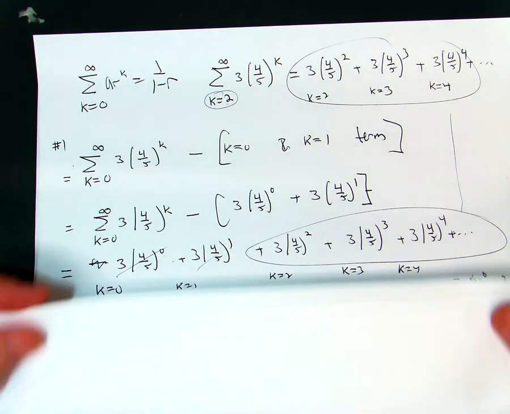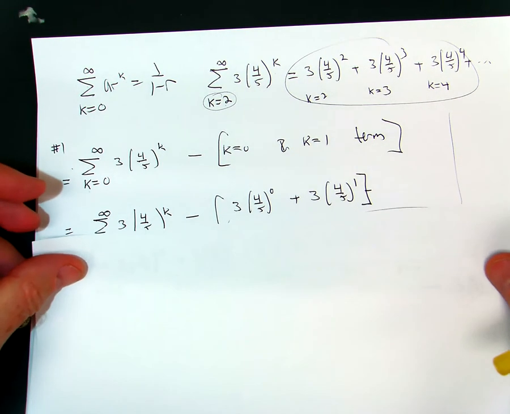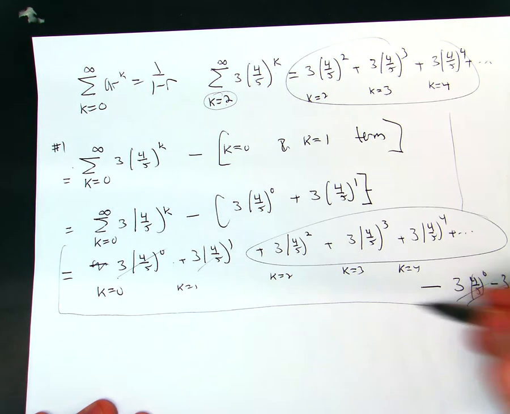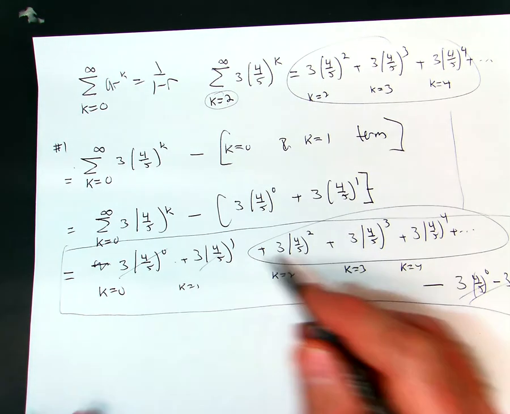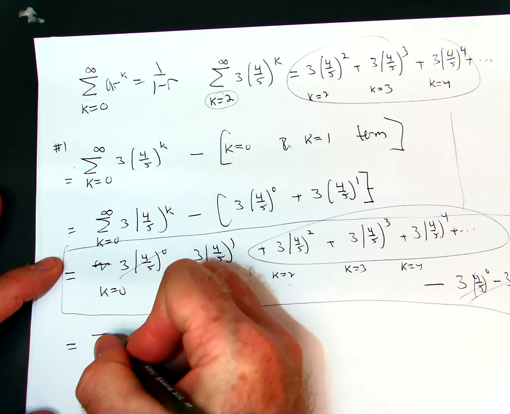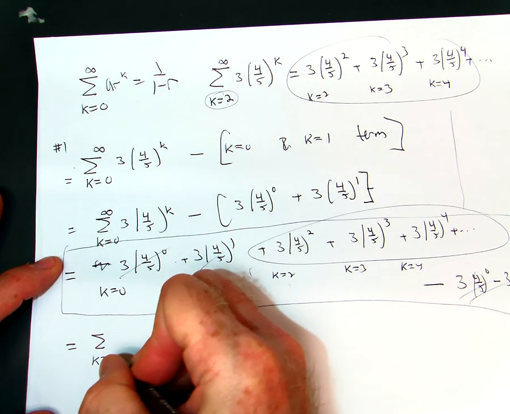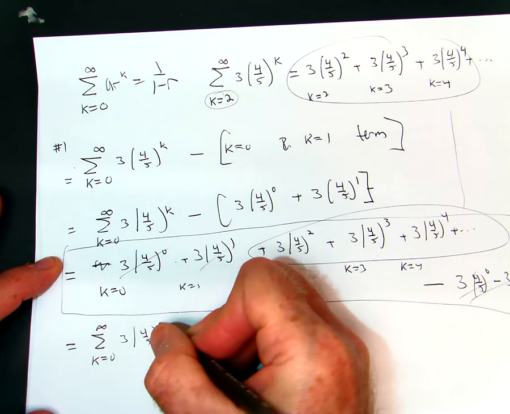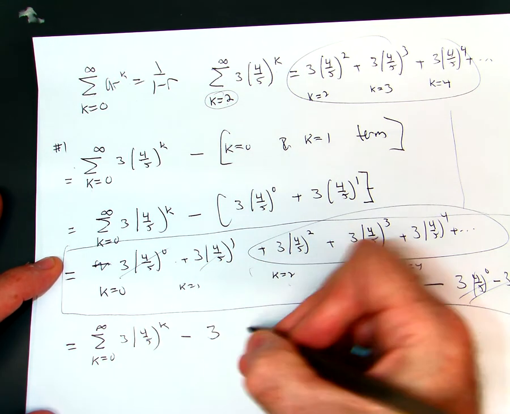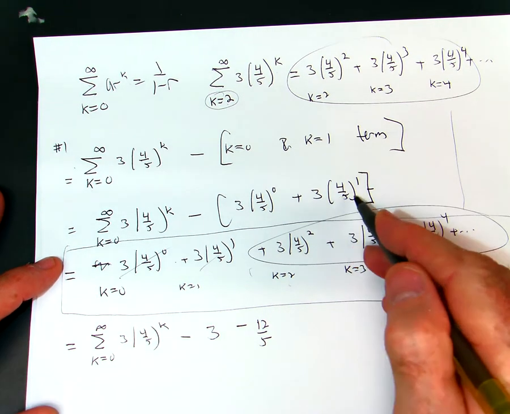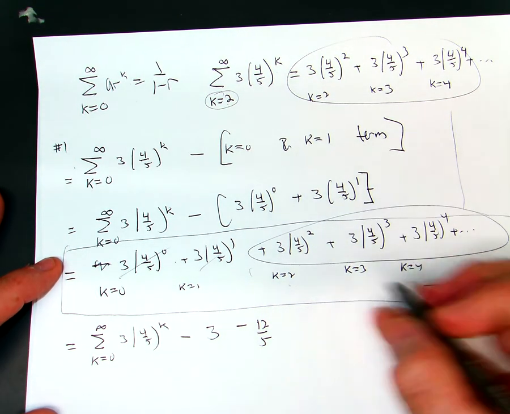Now what I want to do, however, is go from here. Okay, I'm going to continue from there. So I'm going to put a box here because I'm not going to use it. I just wanted to show that these 2 things were indeed the same. So this is equal to the sum from k equals 0 to infinity of 3 times 4/5 to the k, minus 3 minus 12/5, right there, 12/5. Okay. So now I can use this.